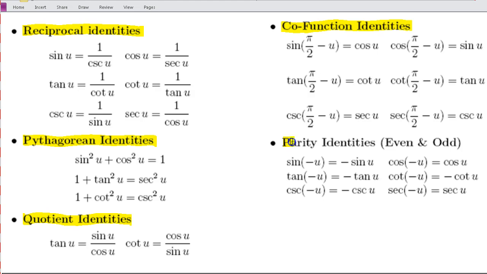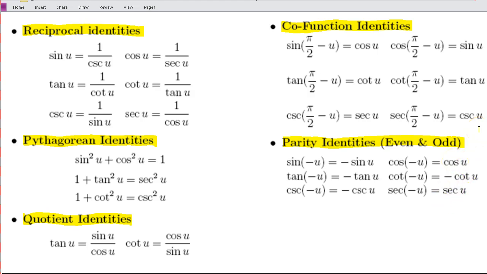And then the last ones we have here, I'll just refer to these as the even-odd identities. Okay, and these have to do with the symmetry properties of our trig functions. The sine function is symmetric about the origin. It has 180-degree rotational symmetry, as does the tangent, the cotangent, and the cosecant. And then cosine and secant, cosine and its reciprocal, those are even functions, which means they have symmetry about the y-axis, similar to a parabola.